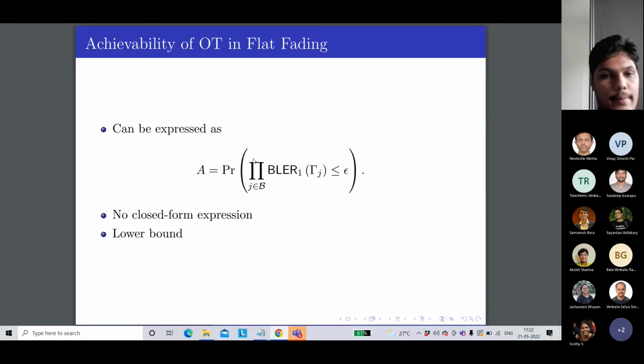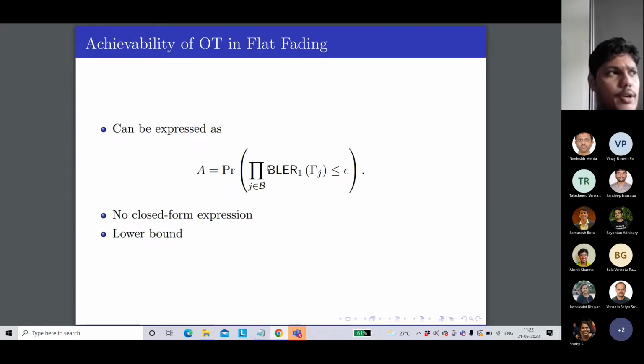Here the achievability is given by this expression. The idea is the same. Instead, here we use the product of block error rates because we saw that in OT, transmission is successful if a base station decodes at least one of them. Therefore, the final error rate is the product of individual error rates. We saw that there is no closed form expression for this achievability because of the BLER thresholds.